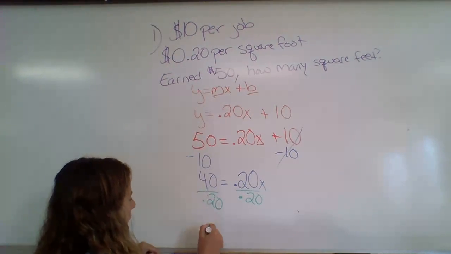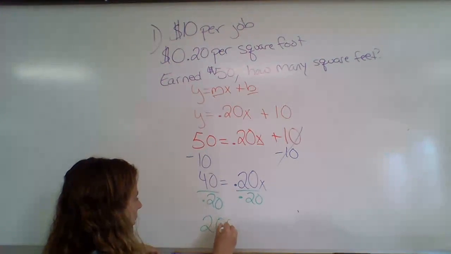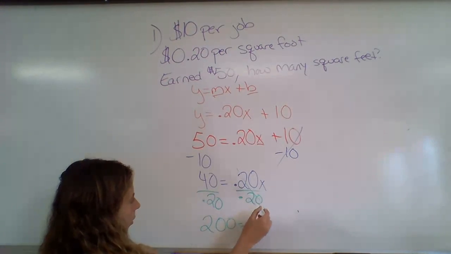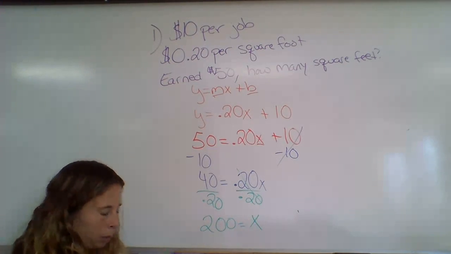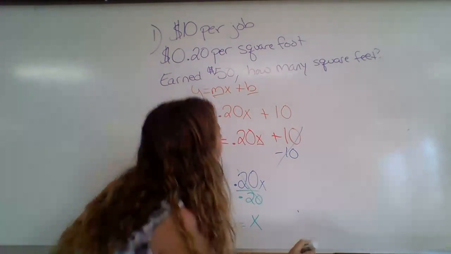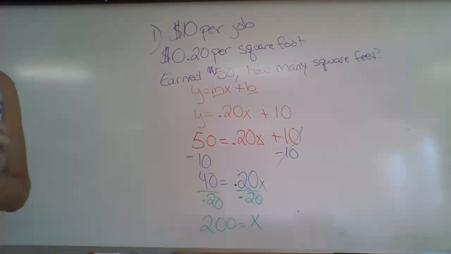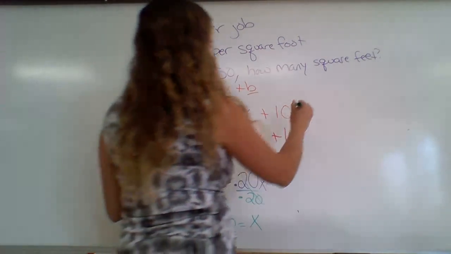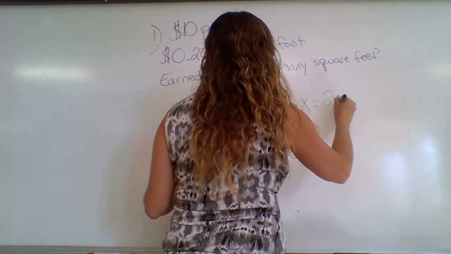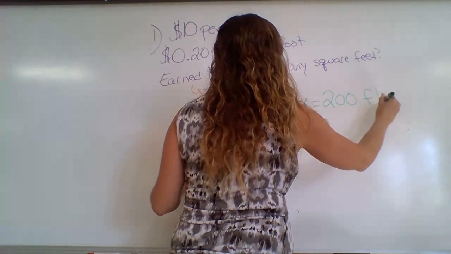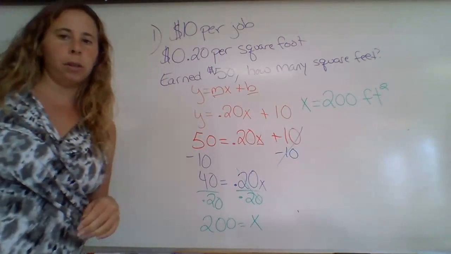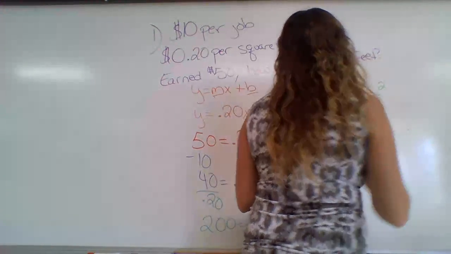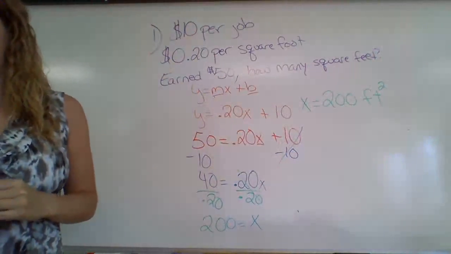So 40 divided by 0.2 is 200, and then 0.20 divided by 0.20 is just 1, which is x. So x equals 200. Oh, we should put units on it. So it should be x equals 200 square feet. She painted 200 square feet. So that would be your answer.